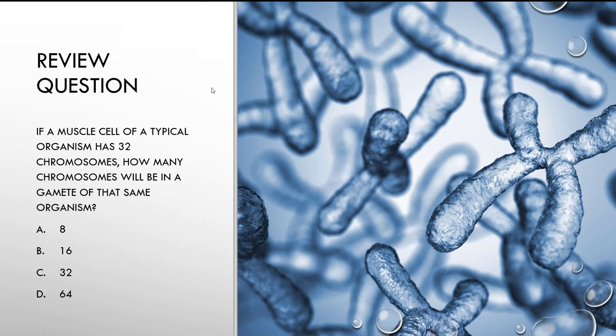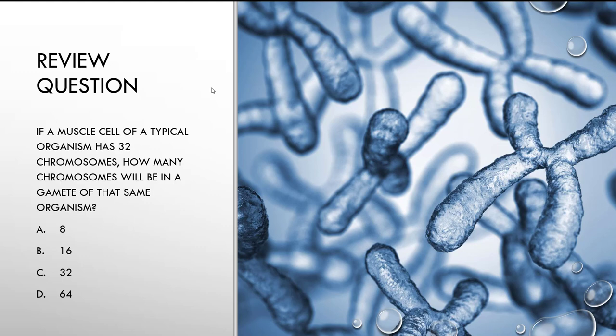And finally, if a muscle cell of a typical organism, so this is not a human organism, has 32 chromosomes, how many chromosomes will be in a gamete of that same organism? Would it be A, 8, B, 16, C, 32, or D, 64? So how many chromosomes would be in the gamete?